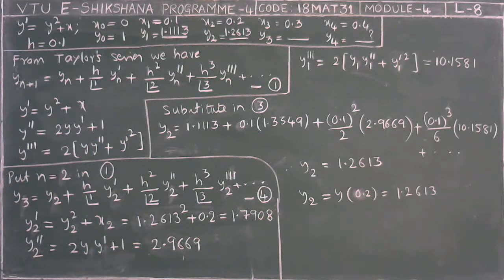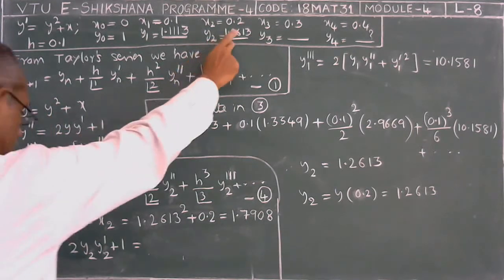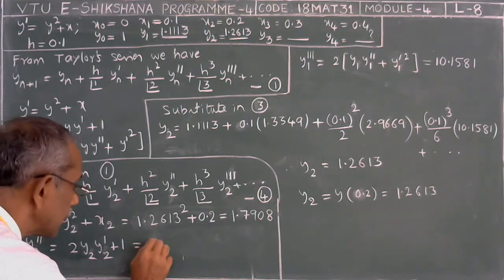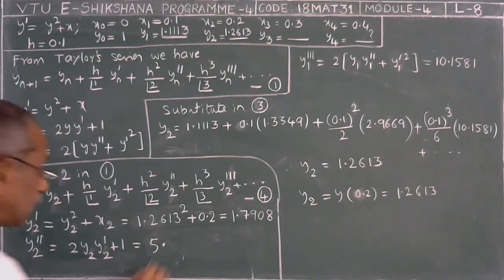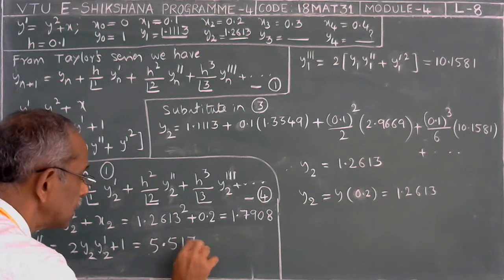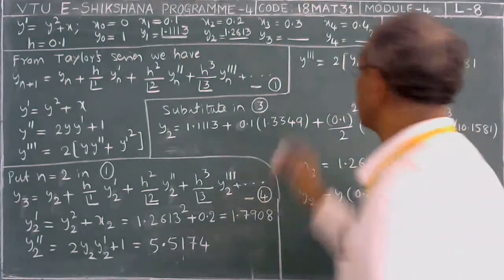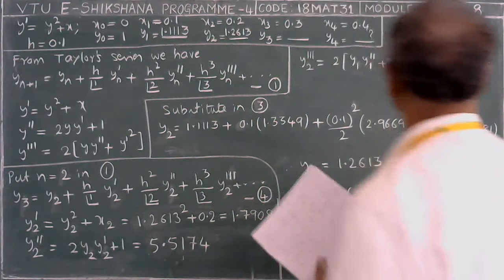Similarly, y2 double dash is 2 y2 y2 dash plus 1. So if you substitute the values, y2 is this value, y2 dash is this value, multiplied by 2 plus 1. If you simplify y2 double dash, you will get 5.5174.